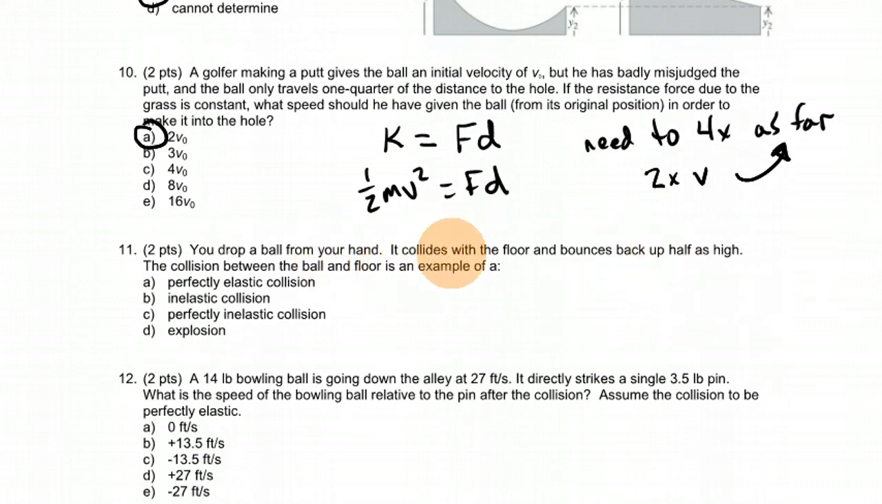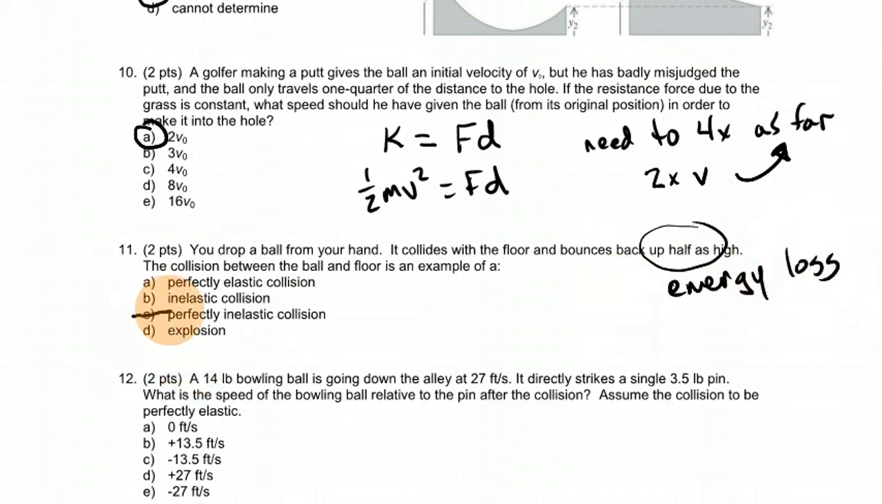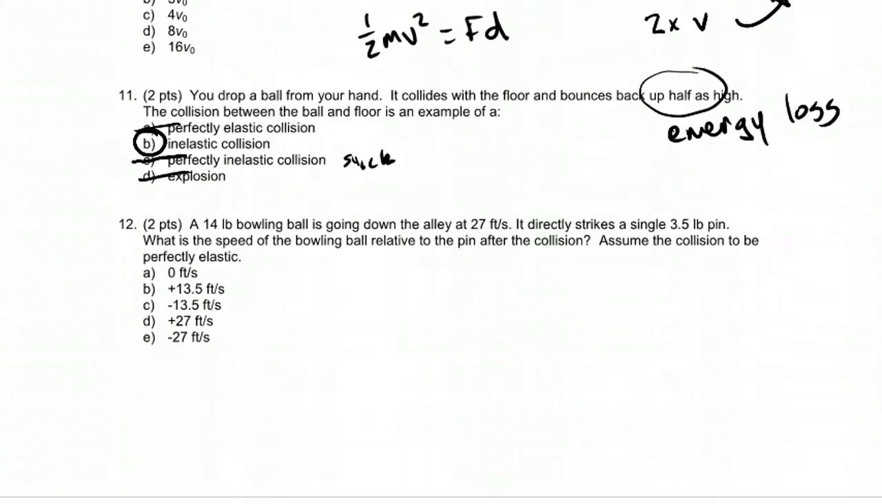You drop a ball from your hand, it collides with the floor and bounces back up half as high. The collision between the ball and the floor is an example of what? Okay, half as high, so energy loss. It's not perfectly inelastic, because that would be sticks. Okay, it's not an explosion because they're not stuck together at the beginning. It's not perfectly elastic because that one has no energy loss, so it has to be what we call an inelastic collision.